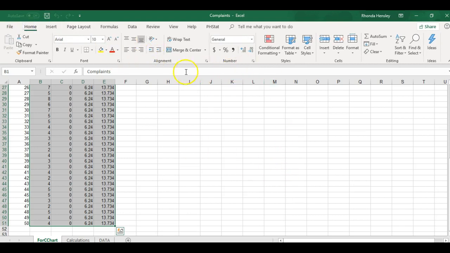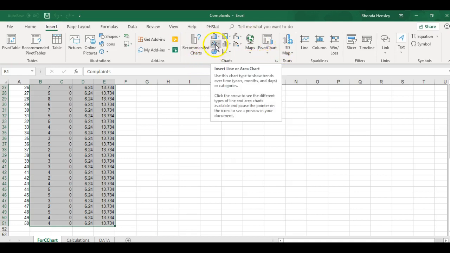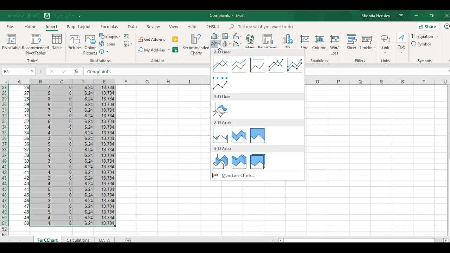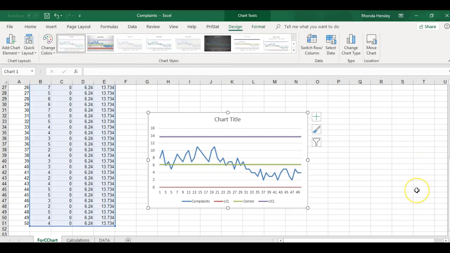So you can just go back to Excel, select these four columns, go to insert, and put in a line chart. I think I just want that first line chart. So I can create it in Excel also. It's not as pretty as it is in PHStat, but you'll see that the number of complaints is in the blue. My lower control limit is the red line, not exactly, we usually just use dotted lines for that. And my upper limit is this purple line.